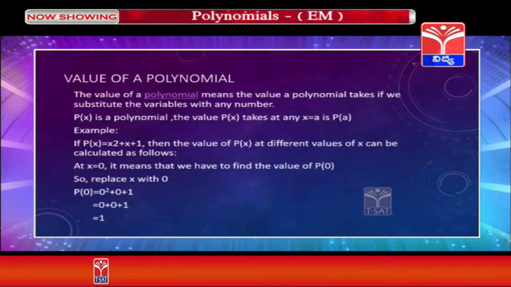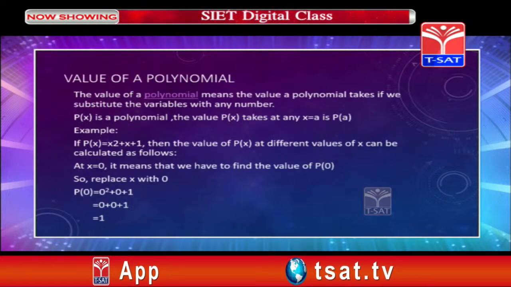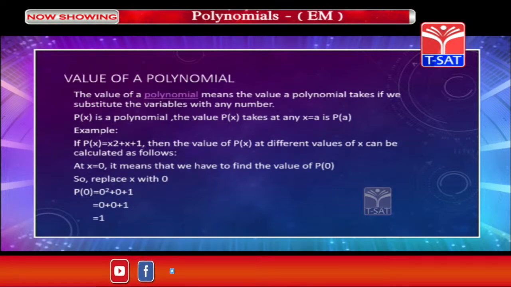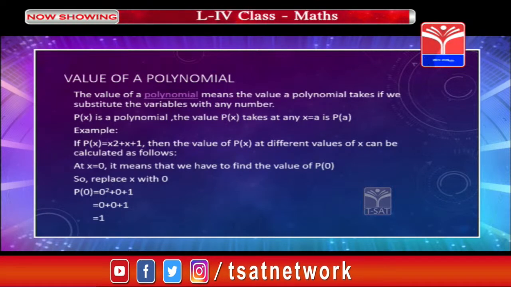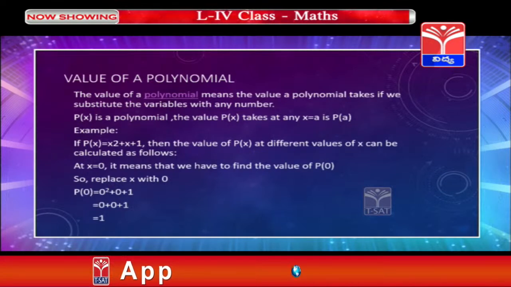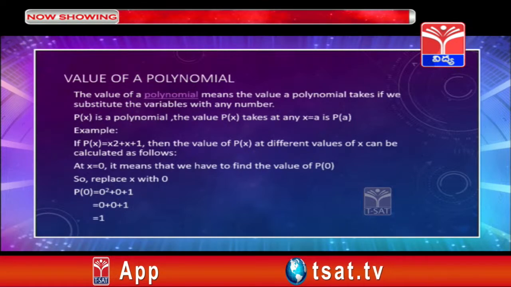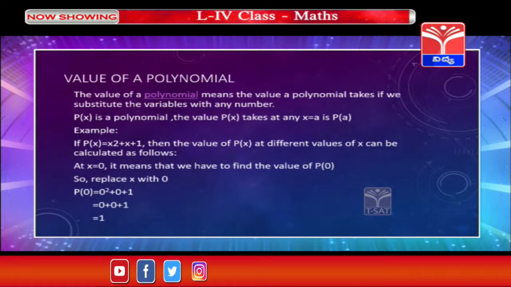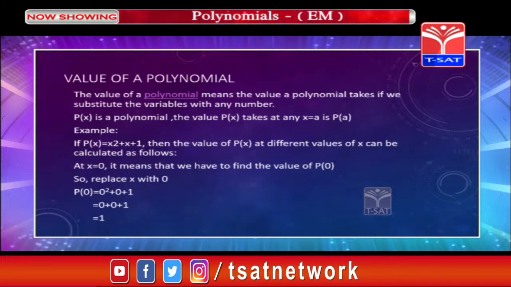So, next one is the value of a polynomial. The value of a polynomial means the value the polynomial takes. p of x is a polynomial. For example, the value p of x takes at x equal to a is p of a. So, p of a is said to be the value of the polynomial. So, maybe you have a doubt, sir, what is the use of learning the value of the polynomial and other things? Maybe you have this wide application in the various branches of sciences.